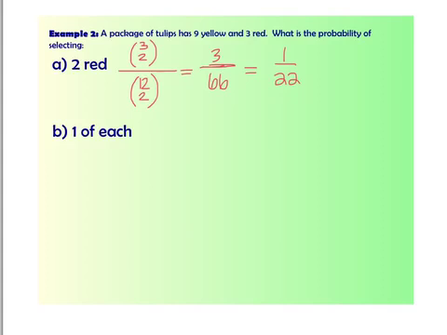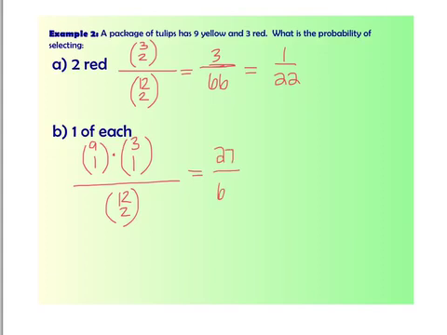Let's try one of each. Well, in this case, we're still going to have the same denominator because we're still choosing 2 from a total of 12. But the numerator has to be specific to this event of choosing 1 of each. So let's think about the number of ways to choose 1 yellow. There's 9 total, we want 1. 9 choose 1. Then we can multiply that with the number of ways to choose 1 red. Well, there's 3 red, we want 1 of them. So if we multiply 9 choose 1 and 3 choose 1, we get 27, and our denominator is still 66. So the probability is 9 over 22.